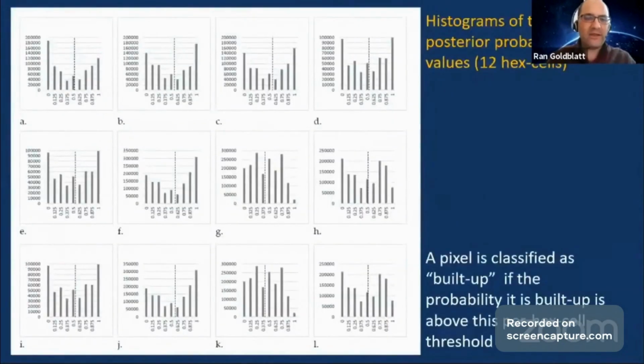Here you can see histograms of different hexagons. The dashed line that you see is the threshold to determine whether a pixel is built up or not built up, based on the posterior probability that was predicted by the random forest classifier.